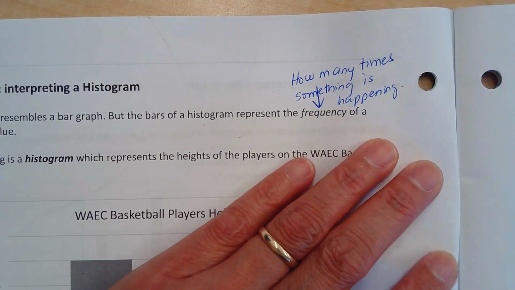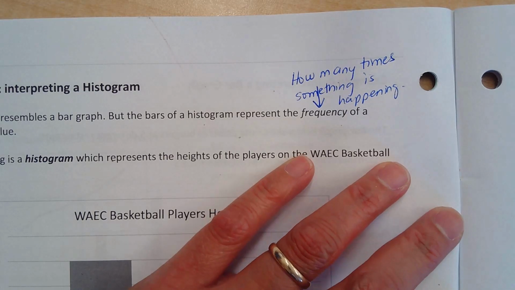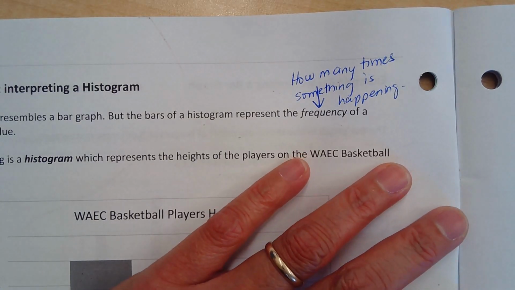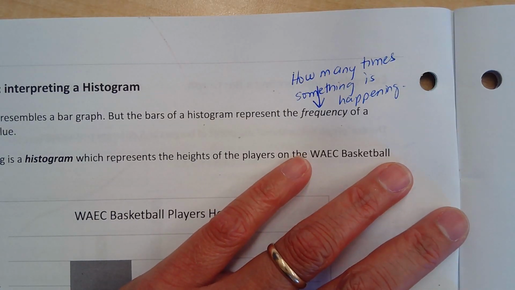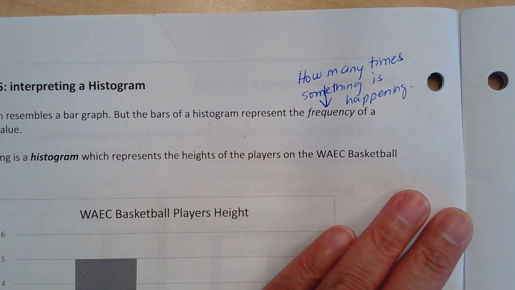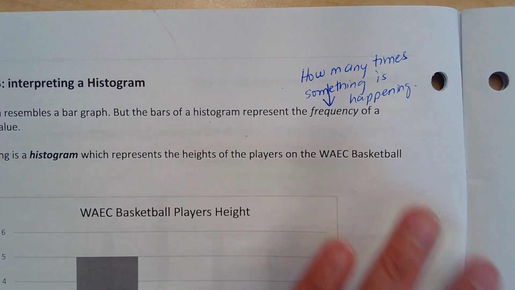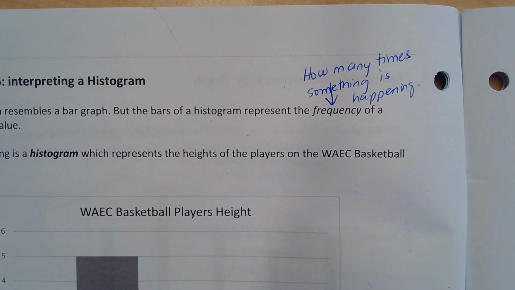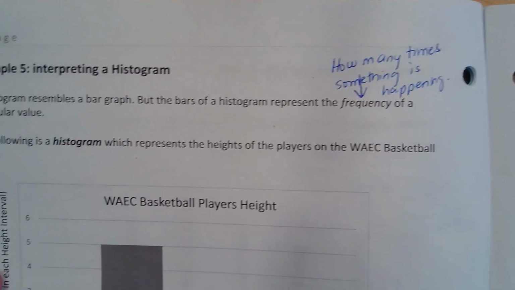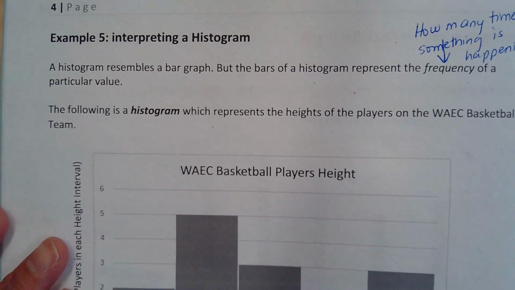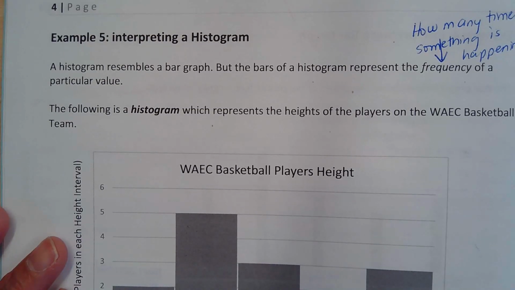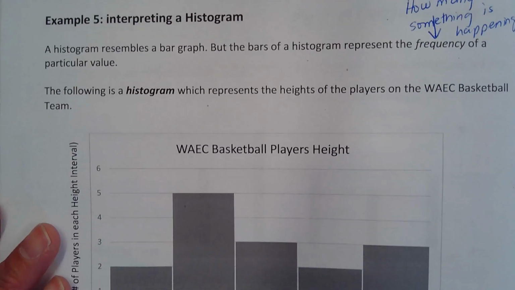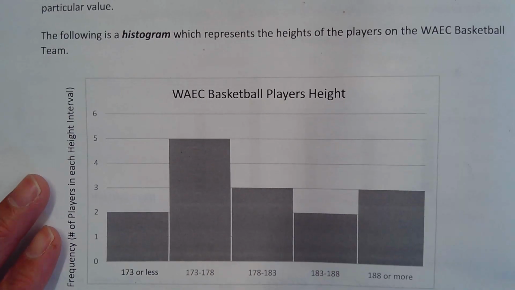You know, like in math, there are some words, and we want to make sure we understand those words. So, frequency. The bars of the histogram represent frequency, which is how many times something is happening of a particular value, for that particular value. So take a look at the following histogram.